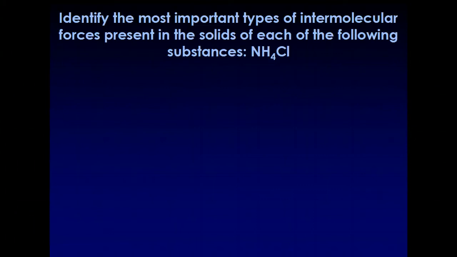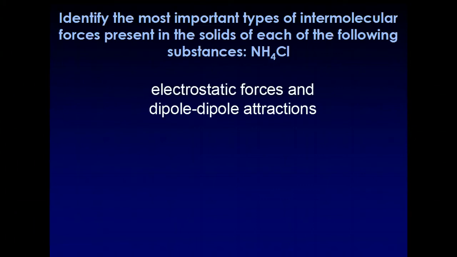So NH4Cl is an ionic compound, so we already know right away all ionics, their strongest force is going to be the electrostatic forces. We will also see dipole-dipole forces because all ionic compounds by definition are polar. We will not see hydrogen bonding because we do not have hydrogen atoms. That NH4 is an ion. We don't see hydrogen atoms in this molecule. That NH4 is a charged group of atoms, an ion.